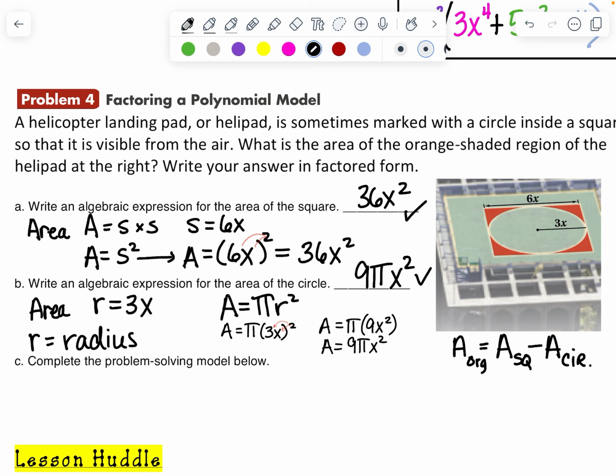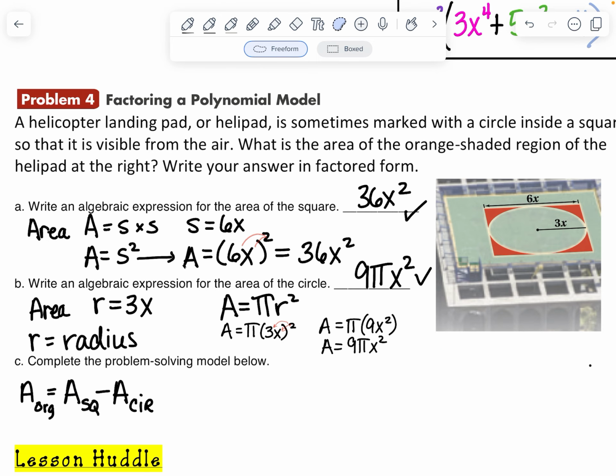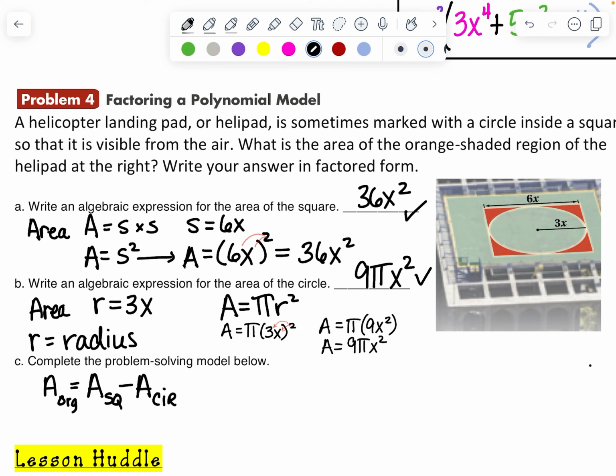Now we want to complete the problem using our idea here. I'm going to move this over. So we know that to be true. Area of the orange is going to be equal to the area of the square minus the area of the circle. So the area of the square is 36x squared, so the area of the orange is going to be 36x squared minus 9 pi x squared.